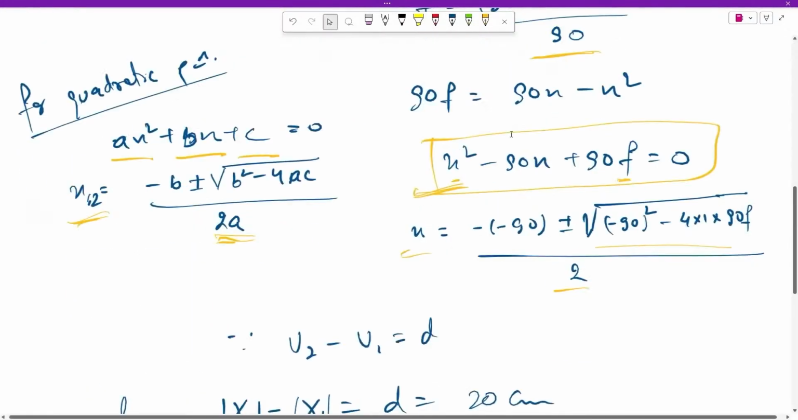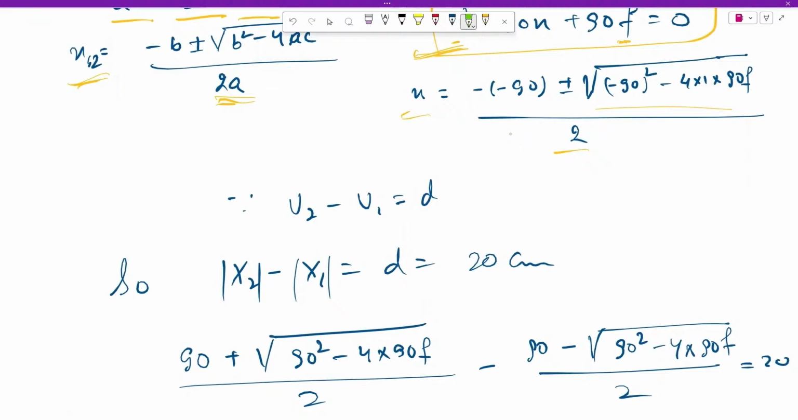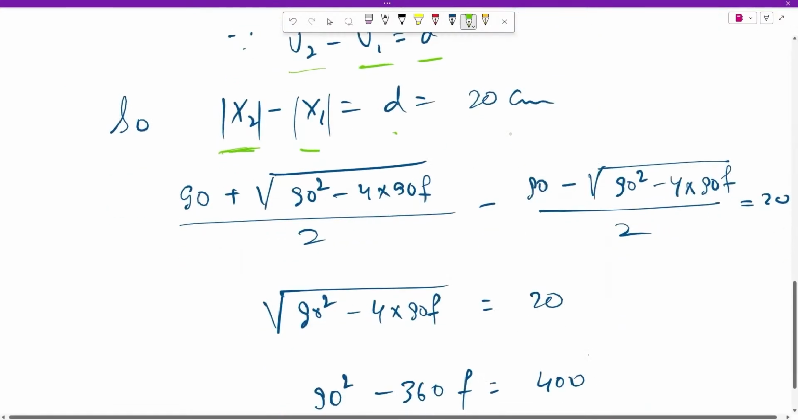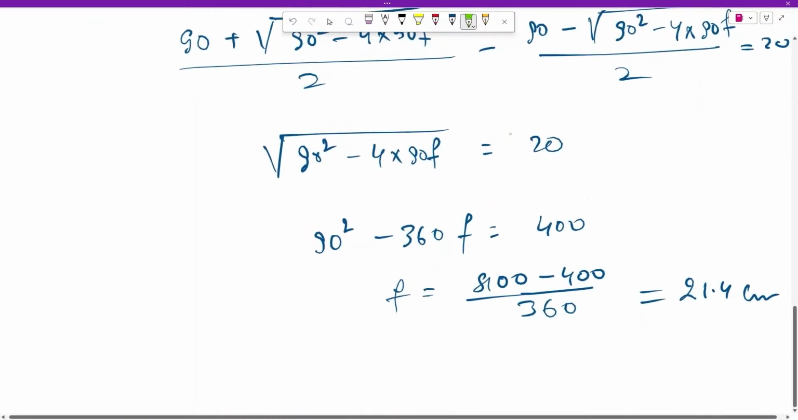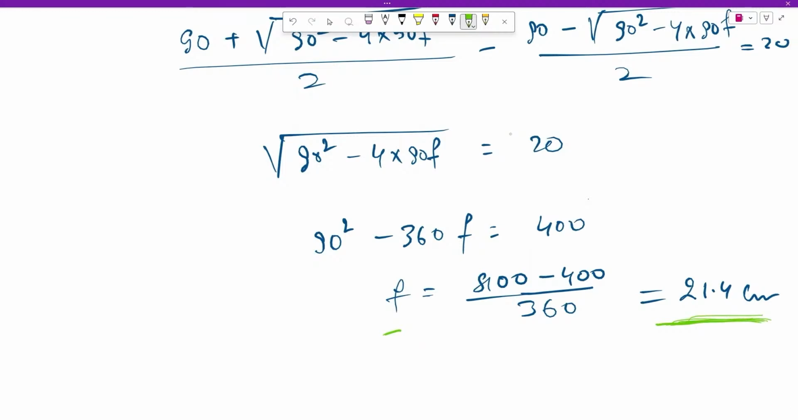Let us use this relation to eliminate one of the variables among x and f. So we can write that u2 minus u1 equals d, that is 20 centimeter, or without any sign convention, x2 minus x1 equals d. Using this and substituting the values of the two solutions of x, we come to 2 times under root of 90 square minus 4 times 90f equals 20. Now squaring both sides of this equation, we get the value of f as 21.4 centimeter. That's how we have found out the value of f, that is the focal length of the convex lens.